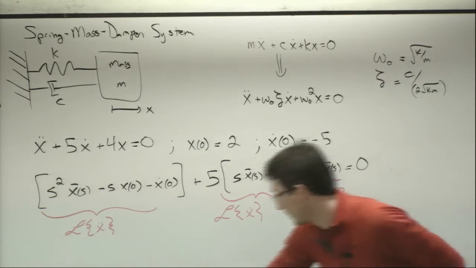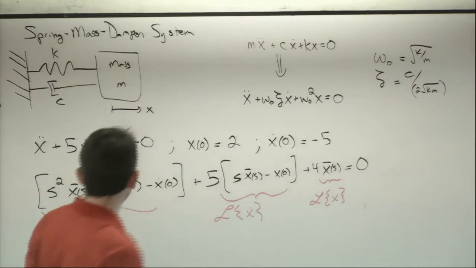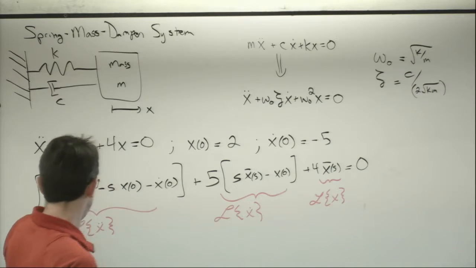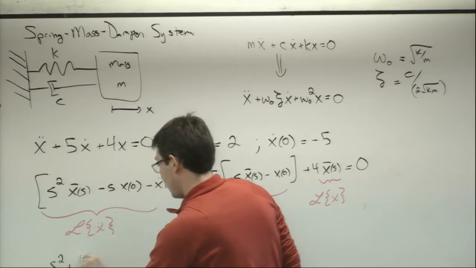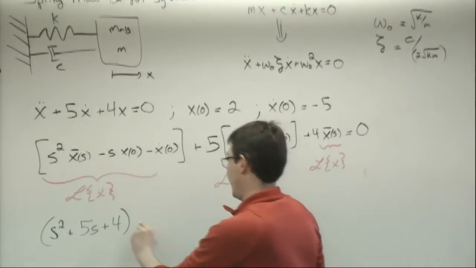Okay, great. So now what would be the sensible thing? What are we trying to solve for in this equation? X bar. X bar is essentially my solution, but in the frequency domain. So I want to solve for x bar, and then I'm going to inverse Laplace transform it. So let's collect all of my x bar terms on this side. I have s squared plus 5s plus 4, all of that times x bar.